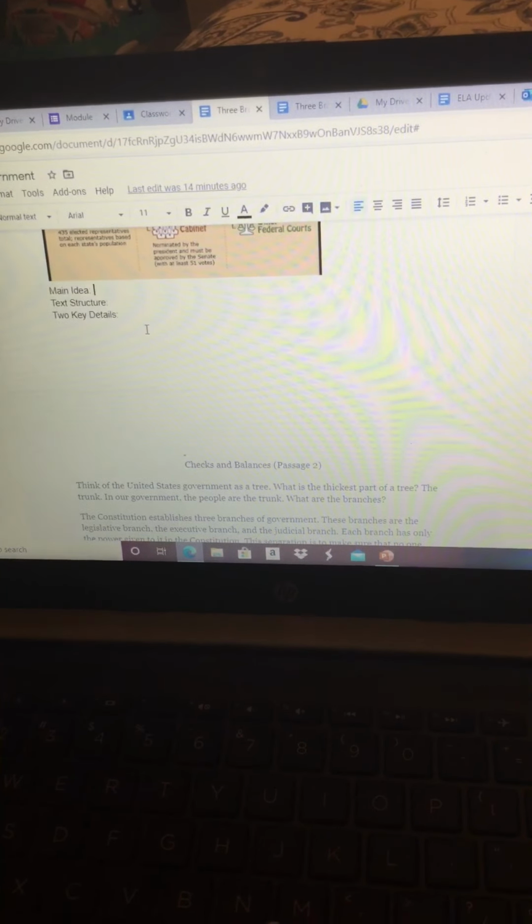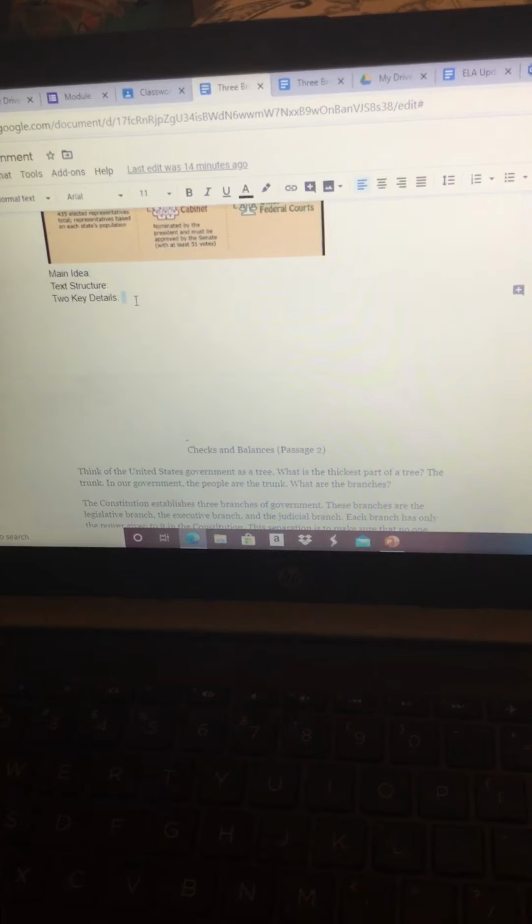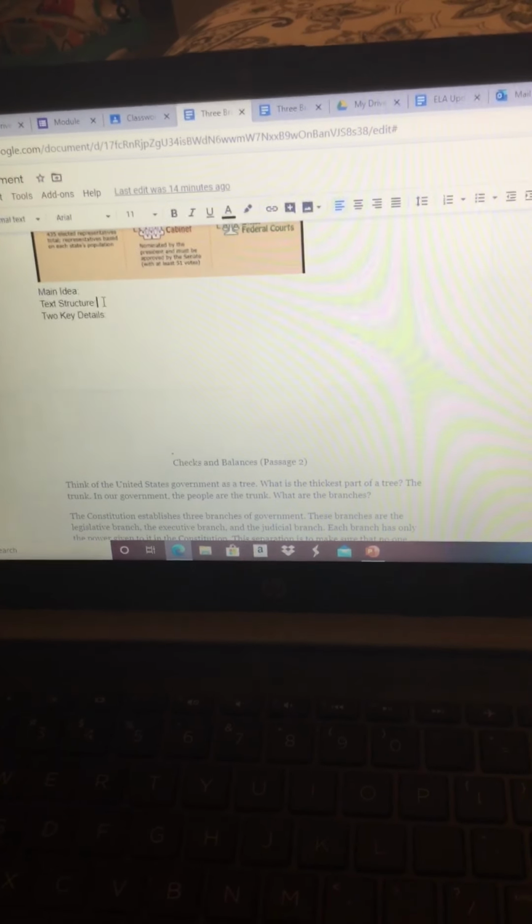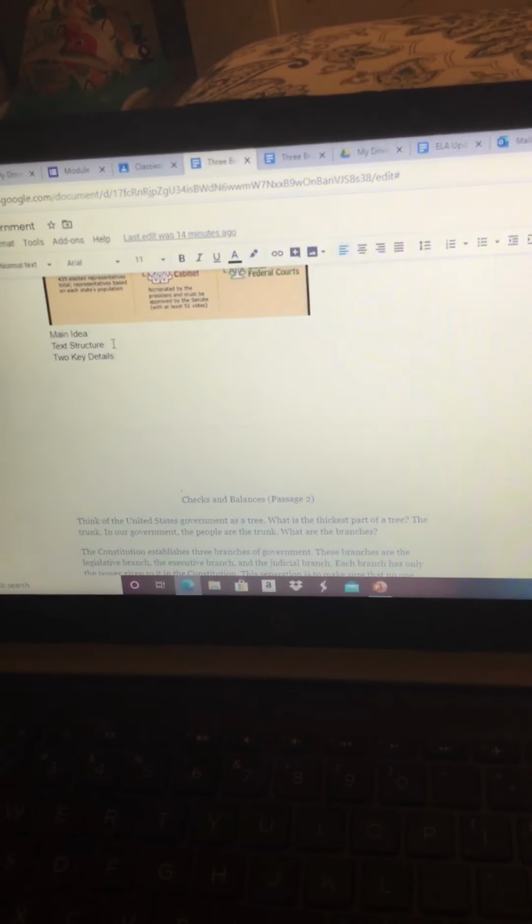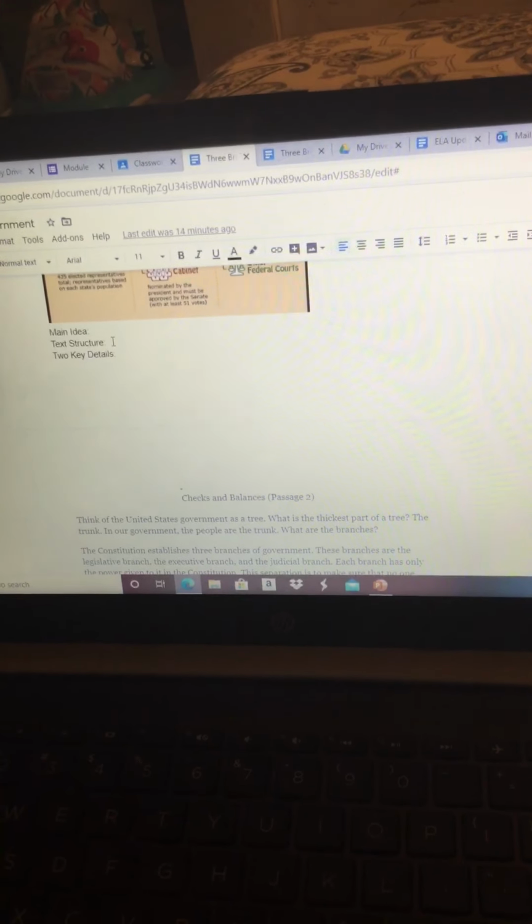Include 2 key details that support the main idea you came up with, and then identify the text structure. Your child can use his or her journal to help with this. The 5 text structures are compare and contrast, chronological order, cause and effect, problem solution, and description.